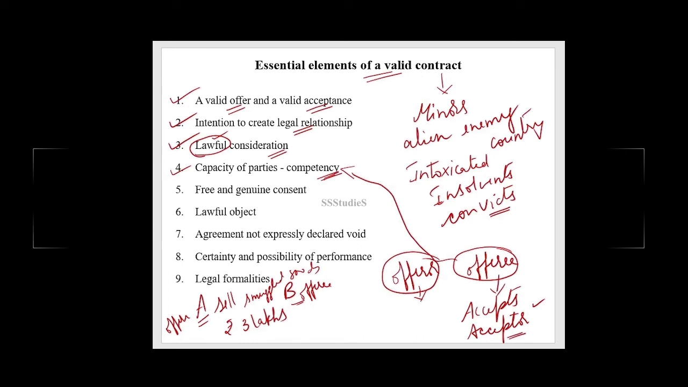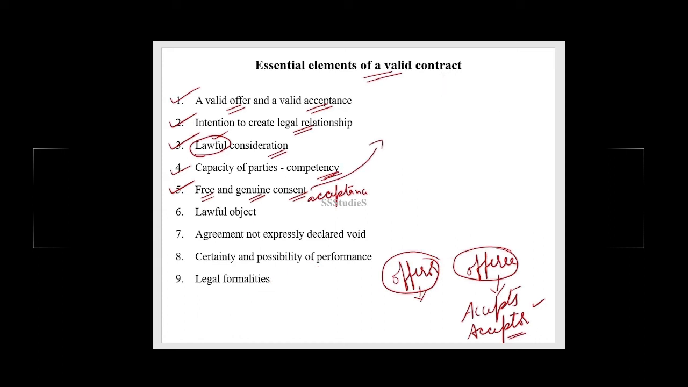Another essential element of a valid contract is consent. We are talking about acceptance, the consent that is given by the offeree should be free and it should be genuine. Now what do you mean by free consent? Free consent in the sense, whenever the acceptance is given by the offeree, this acceptance should not be forceful. He has to give his consent, give his acceptance willingly, he should exercise free will when he is giving his acceptance to the contract.